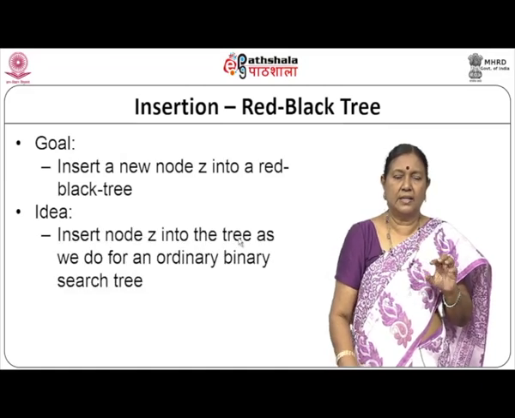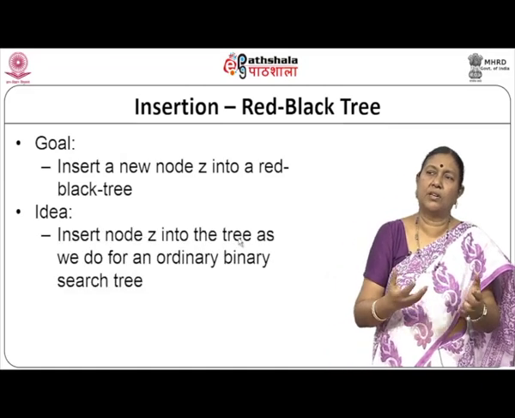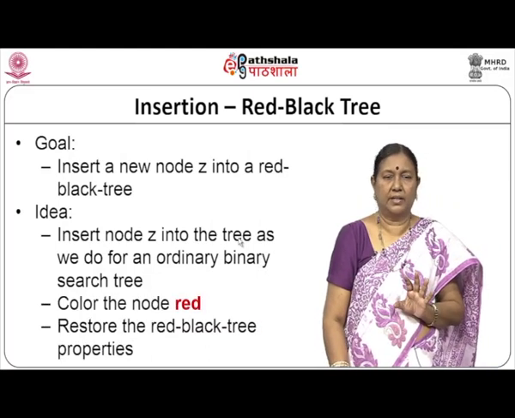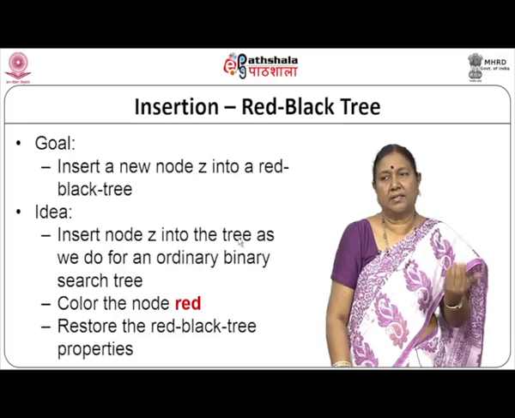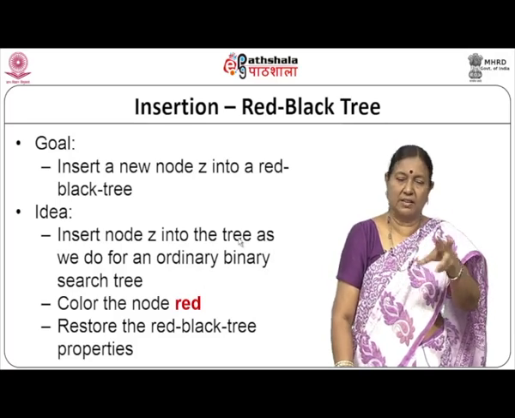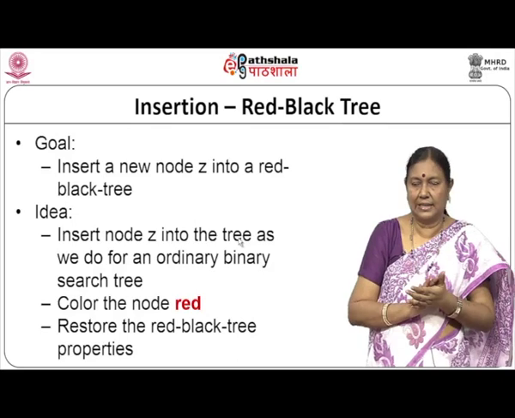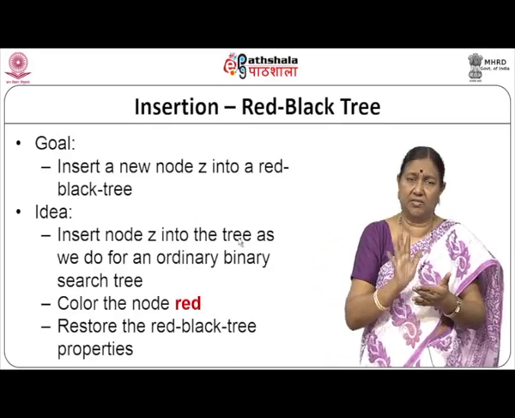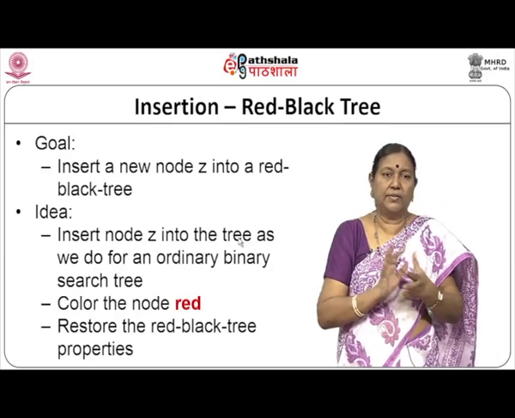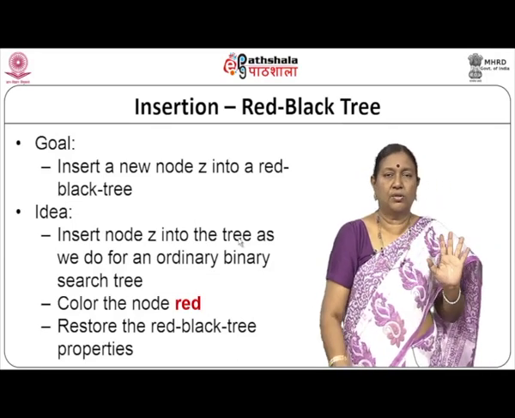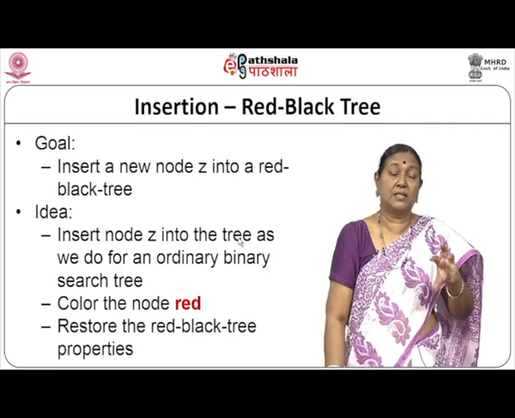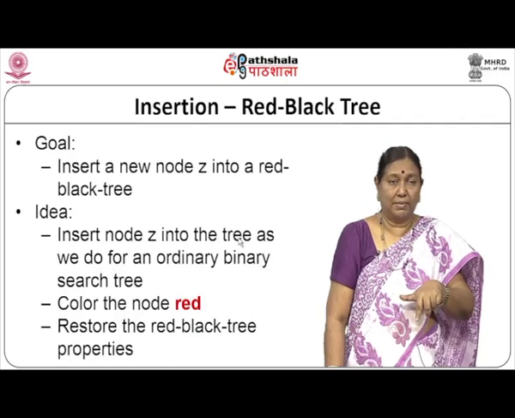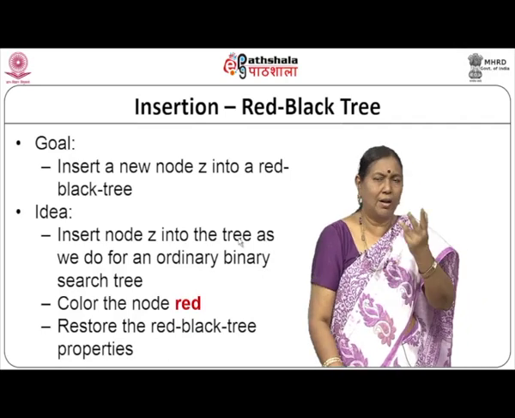The idea is to insert node z into the tree as we do in an ordinary binary search tree, and color the node red. Then restore the red black tree property. We do not know where z is inserted, we will come to that later. Remember the red black properties: if you have a red node, its parent should not be red, and its children should not be red, both have to be black.